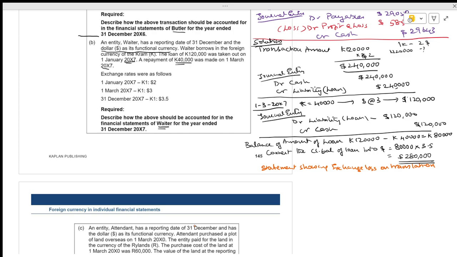Okay. Now what happens is this is the period. This is the exchange rate, and it is in terms of dollars.